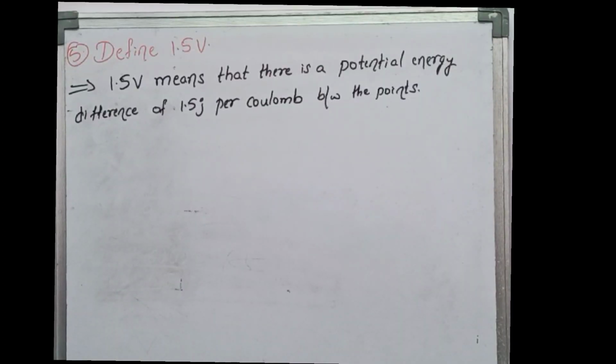So this is the fifth question. Define 1.5 volts. I have already written the answer. 1.5 volts means that there is a potential energy difference of 1.5 joules per coulomb between the points. This answer is based on yesterday's topic, potential difference, where 1 coulomb of charge moves from one point to another point in a circuit. It is the same answer with the example of 1.5 volts.